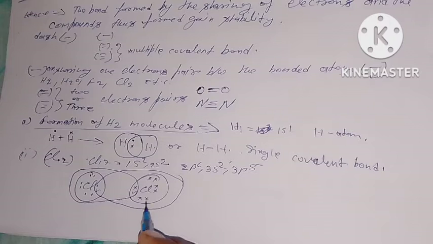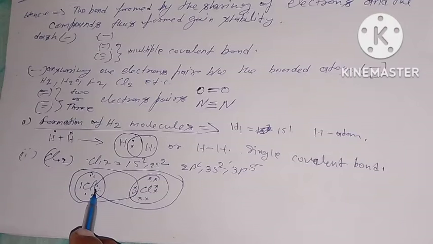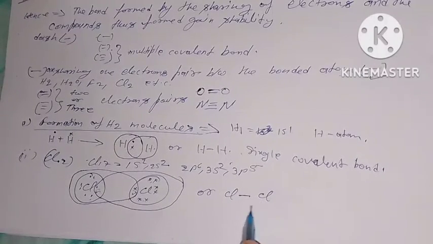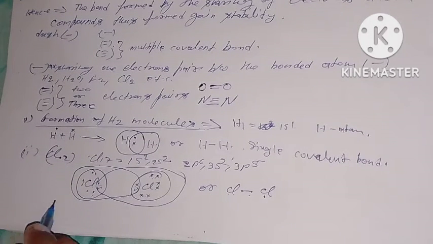The shared pair of electrons is equally held by both. Each chlorine atom acquires octet configuration by sharing an electron in its outermost orbit. Counting 2, 4, 6, 7 and one electron from the other chlorine atom makes 8. Only one pair of electrons is shared between these two chlorine atoms, so a single bond is present here. Third is formation of oxygen molecules.